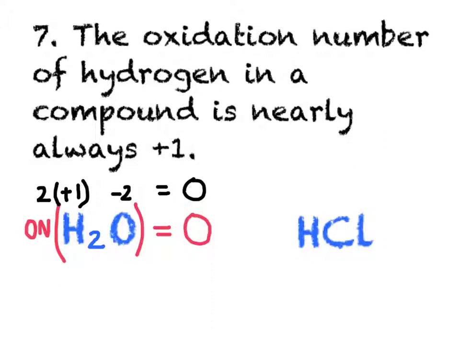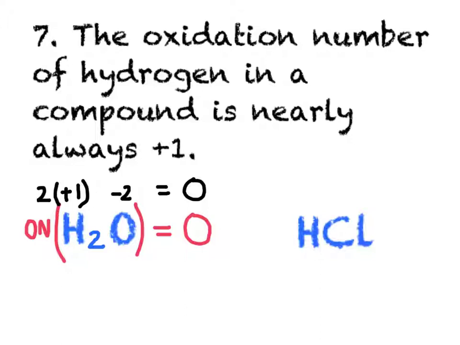You might be asking yourself what the point of all this is. In this case, rule 6 and rule 7 just serve to confirm each other. But where this becomes really useful is when you've got elements that have a variety of possible oxidation numbers and you are trying to find out exactly which oxidation number it does have.